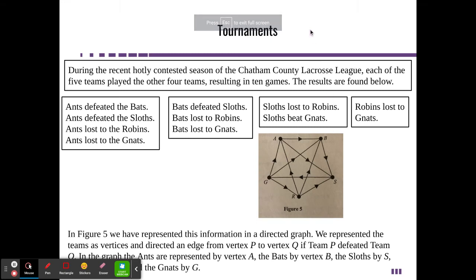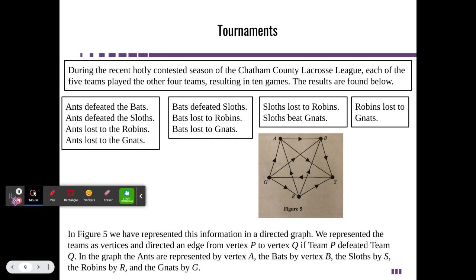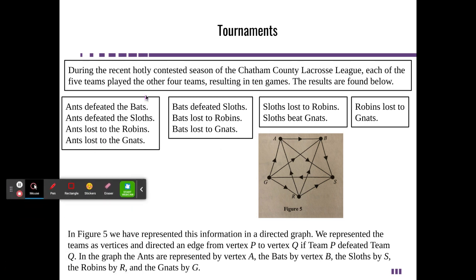All right, so now we can use directed graphs to look like tournament play and to be able to determine the winner. And so we're going to go through and explore that. One of the examples we talked about in the book was, during the recent hotly contested season, the Chatham County Lacrosse League. Each of the 5 teams played the other 4 teams, resulting in 10 games. The results are found below. And so you've got them listed out.